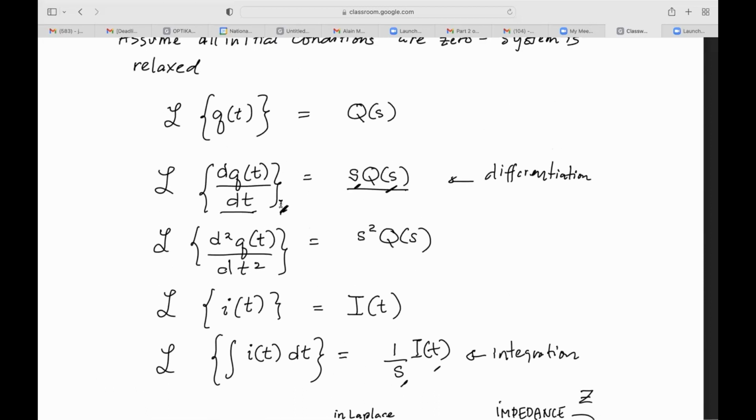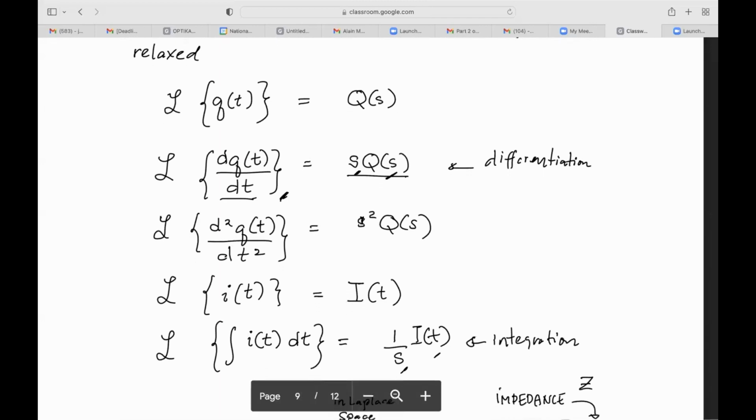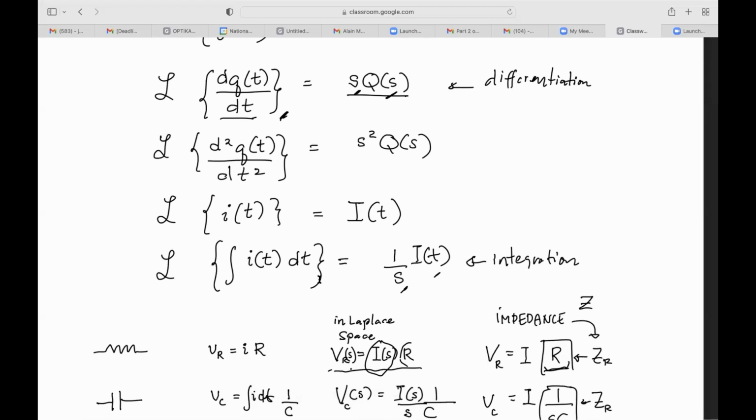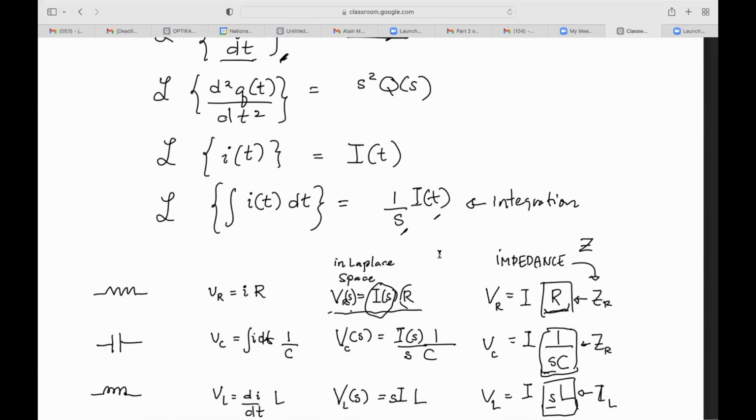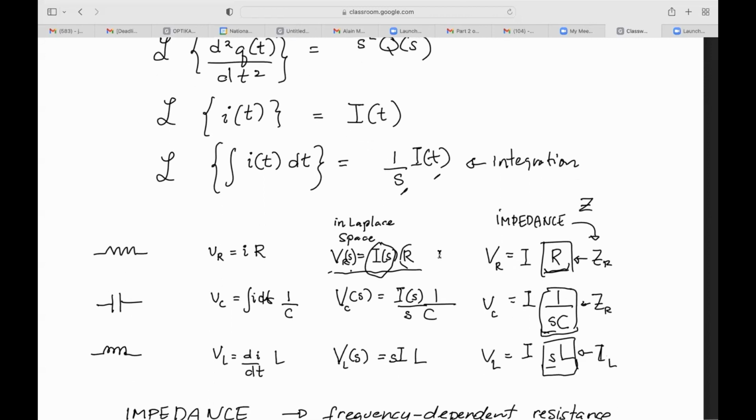So, tingnan nyo ha, baliktad ano, pag differentiation, Laplace transform mo multiplied by S, ang Q of S, yung Laplace transform ng q, no? Pag integration, multiplied lang by 1 over S times I of S. Okay? In the Laplace transform ng function i. Okay? Ang kinainam nitong properties nito, guys, is mapapadali natin yung pag-solve ng differential equation actually.